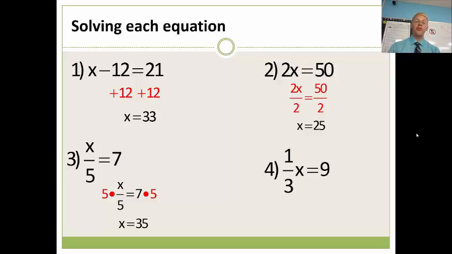And the last one here, we have a fraction times x. Well, we can multiply by its multiplicative inverse, its reciprocal. The reciprocal of 1/3 is 3, so I can multiply by 3. It cancels on the left, and 9 times 3 is 27. So hopefully we were able to get these one-step, single variable linear equations solved.